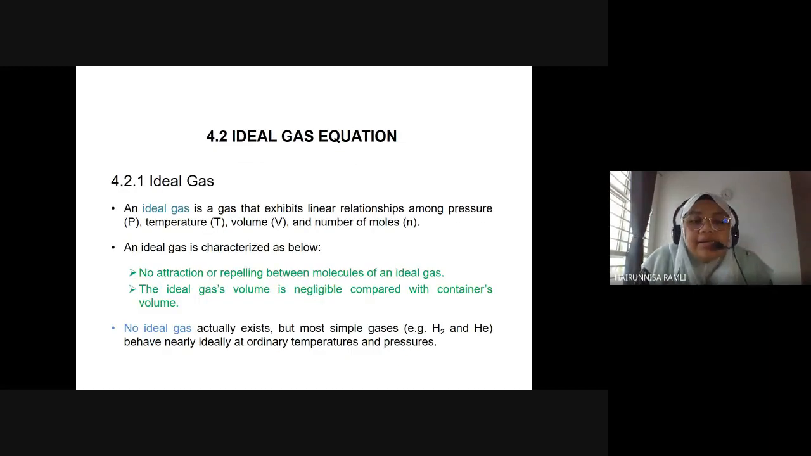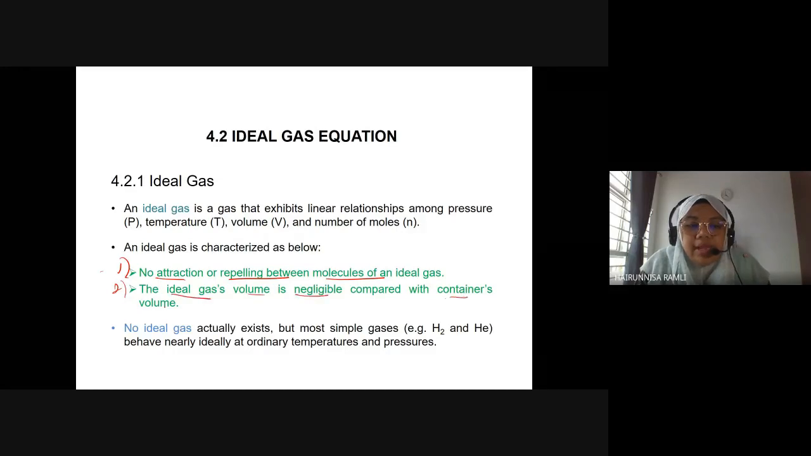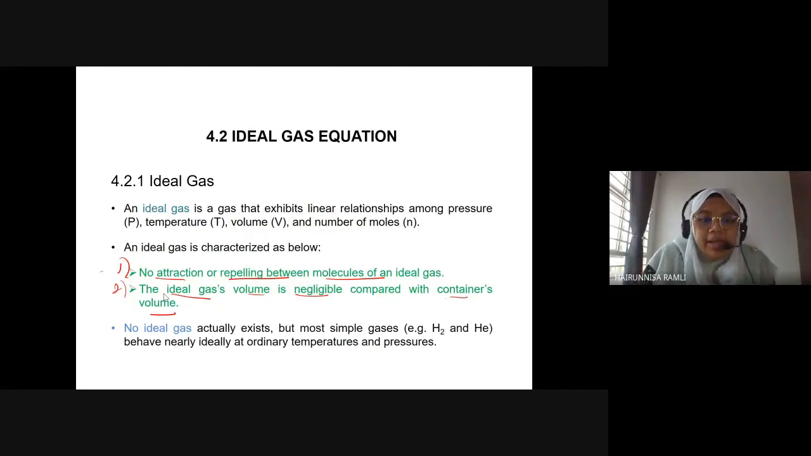Okay, so ideal gas is actually gas that exhibit linear relationship among P, T, V and N. Okay, ideal gas is characterized as below. First, no attraction or repelling between molecules of an ideal gas. Second, the ideal gas volume is negligible compared with the container. Okay, so saya nak explain dulu kat sini eh. Ideal ni maksudnya apa? Maksudnya perfect. Okay, sangat perfect. Basically sebenarnya in reality no ideal gas actually exists. Tak ada pun sebenarnya. Tak ada yang perfect. Selalu kita cakap orang pun nobody's perfect. Sama, gas pun tak perfect.